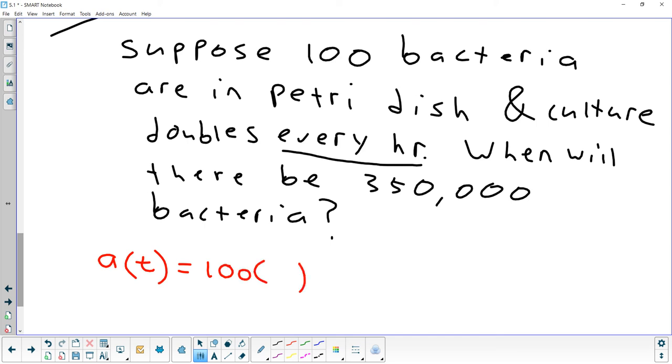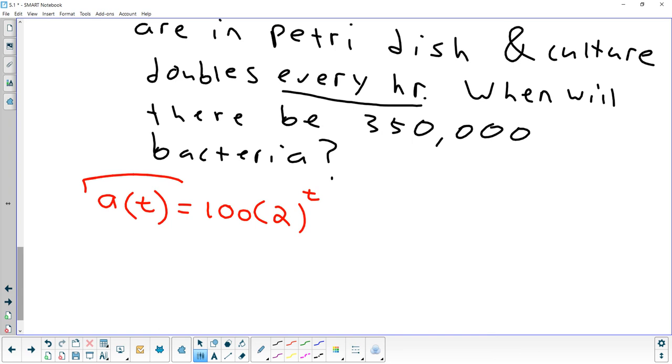Times, what do we always put in the parentheses if it's a doubling problem? Two. And what is my exponent going to be? T divided by the length of time to double, which in this case is what? Just an hour. So I don't need to put divide by 1, but there's your formula. If 7 hours go by, plug in a 7, and you can figure out how much bacteria you have.